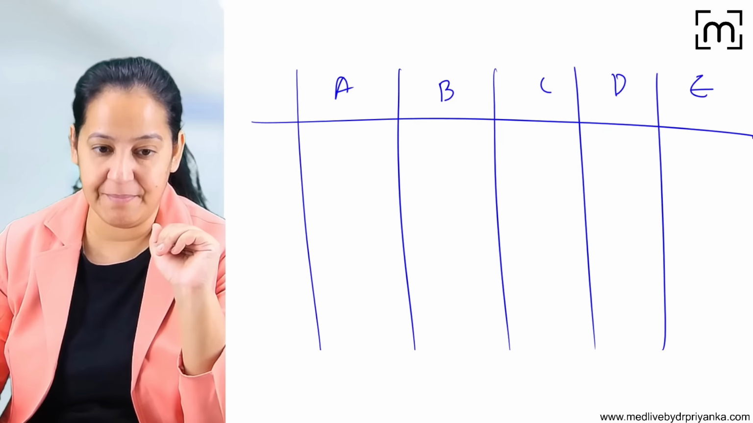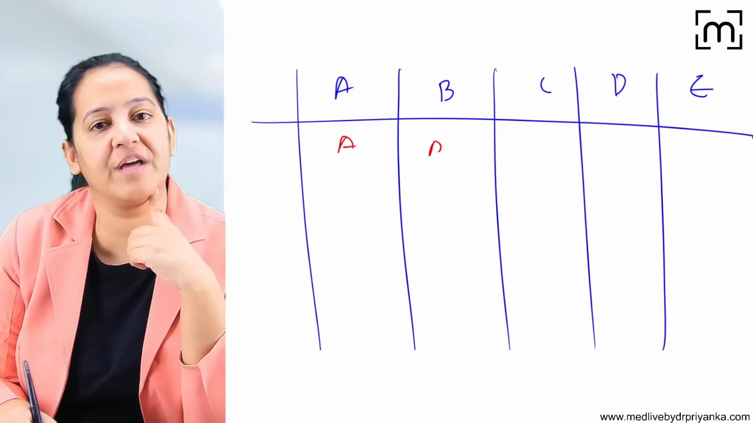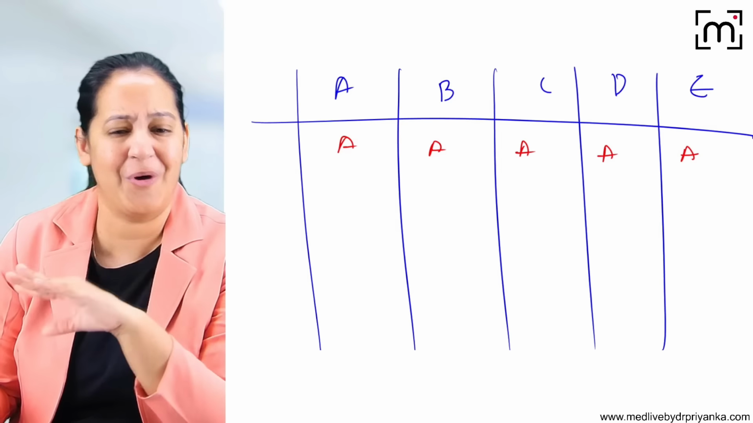So let's talk about them one by one. Acute is caused by all of them. So all of them cause acute. There is no problem in that.